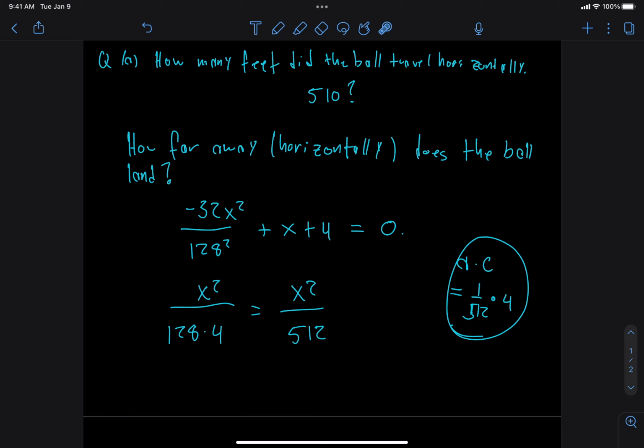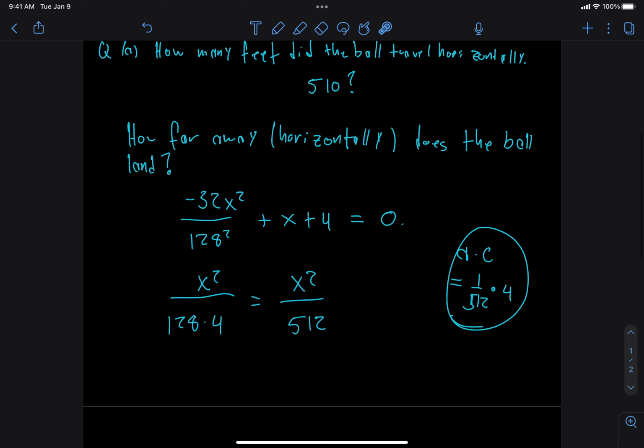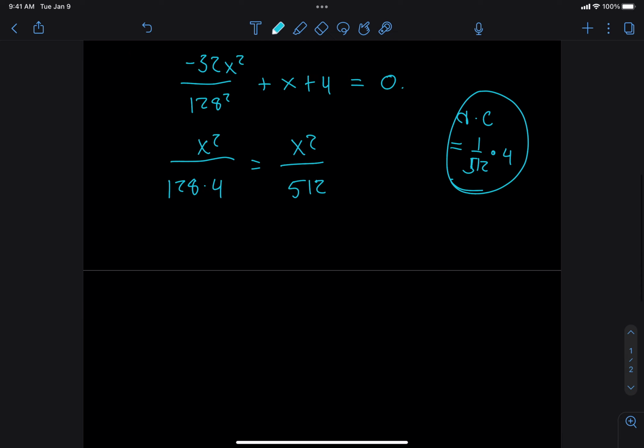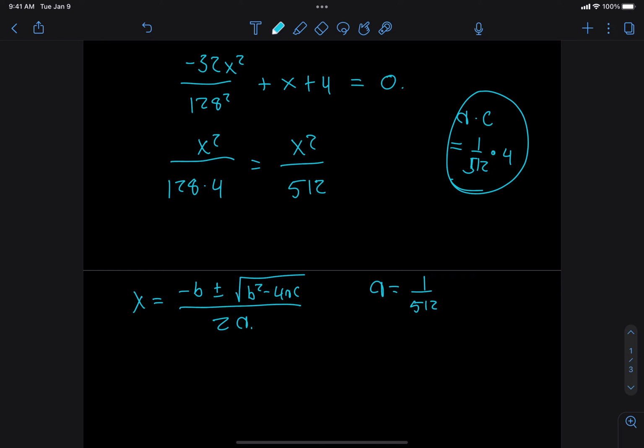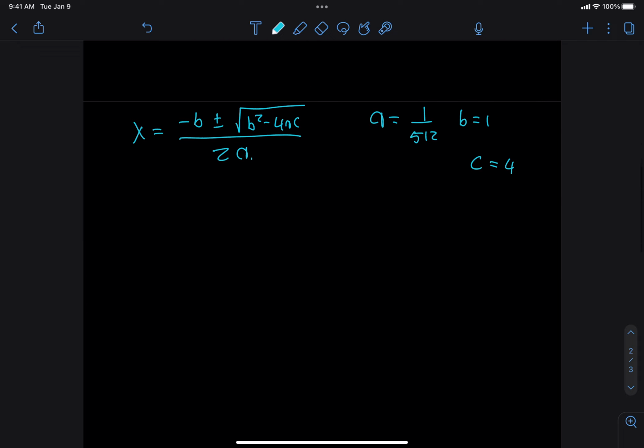The negative b plus or minus the square root of b squared. Exactly. What's that thing called? The quadratic formula. Very good. x equals negative b plus or minus the square root of b squared minus 4ac all over 2a. So that's exactly what we're going to do. So I know that a is 1/512th, and b is 1, and c is 4. Yes? So let's go ahead and do it.